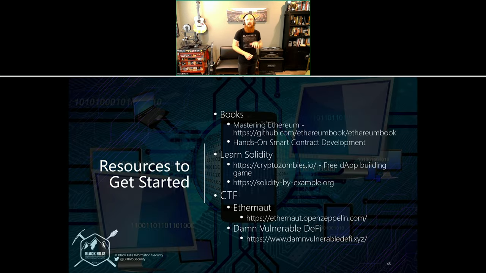So books, I cannot recommend more the Mastering Ethereum book. I absolutely love this book. I think it's great if you want to jump in and really understand what is Ethereum, what are smart contracts, and what are some of the issues? Go grab this book. And the entire book is open source on GitHub, so you don't even have to buy it. And then Hands-On Smart Contract Development book is another good one.